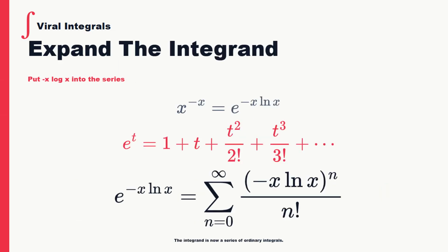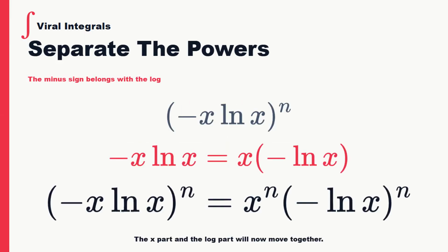Now substitute negative x log x into the exponential series. This turns e to the negative x log x into a sum of powers of negative x log x divided by n factorial. And because log x is negative between 0 and 1, it is cleaner to write negative x log x as x times negative log x. So the nth power separates into x to the n times negative log x to the n.